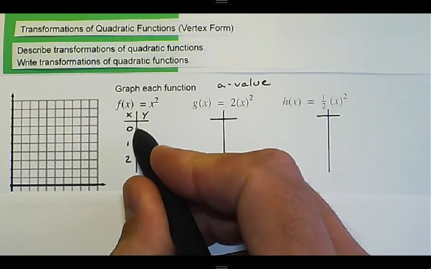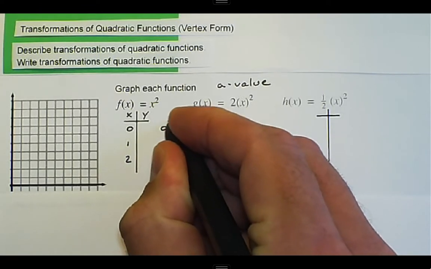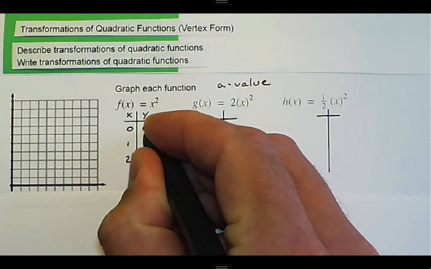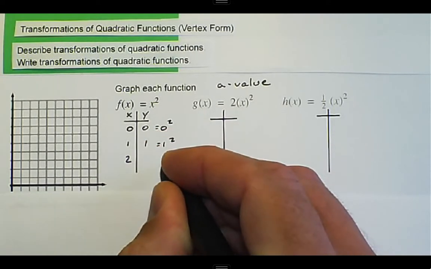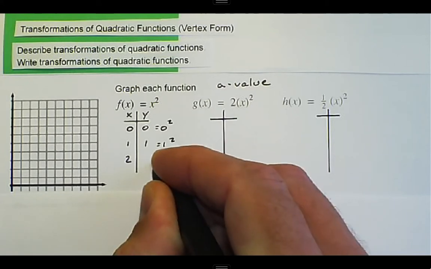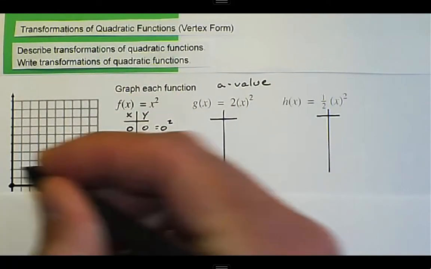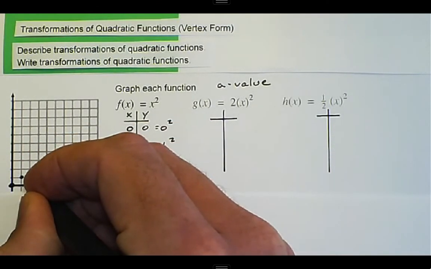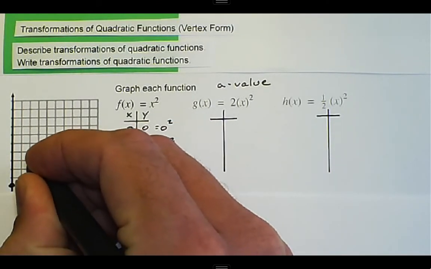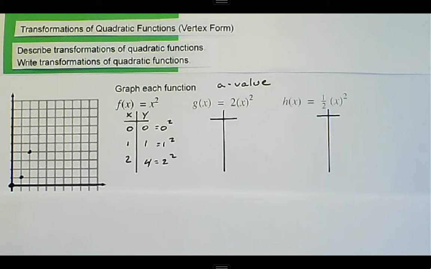So if I substitute in 0 for this function here, 0 squared is equal to 0, 1 squared is equal to 1, and 2 squared is equal to 4. So we can graph that parent function. We have those points there. So we have the point 0, 0, we have the point 1, 1, and we have the point 2, 4. 1, 2, 1, 2, 3, 4. And we can continue on in that as well.